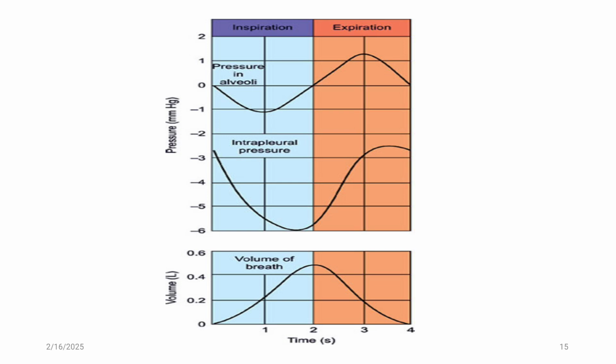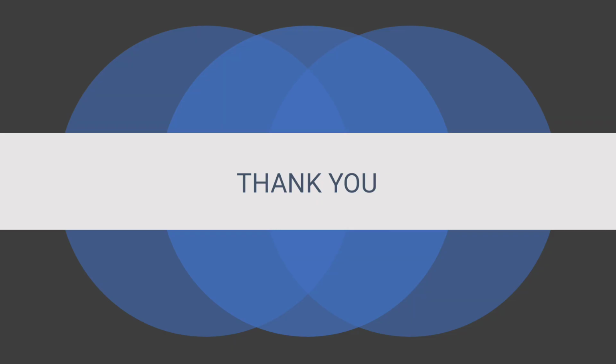Then the expiration will start, so from 0 it will become positive, +1, at the mid of the expiration, and after that when the air has been pushed out of the lung, it will again be restored to 0, so there is no airflow. So this is about your alveolar and intrapleural pressure relationship during quiet inspiration and expiration. Intrapleural pressure is negative in both phases of respiration, and alveolar pressure is negative during inspiration and positive during expiration. Thank you.